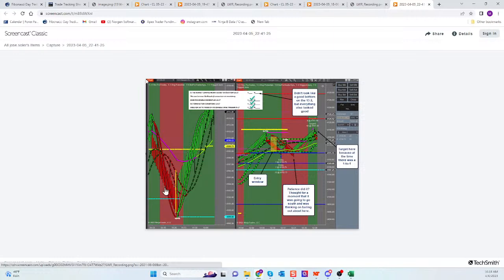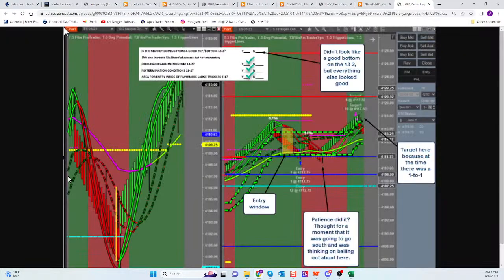And then Jay Solar, I'm just going to call you Jay. I hope that's okay. It's just easier than Jay Solar. Odds favorable. Looks like no termination conditions. Looks like you took a perfect entry right at support inside of favorable large triggers. Can we talk about your window of opportunity, though? And maybe we have the conversation after this one. Yeah, Zeba just hit close.